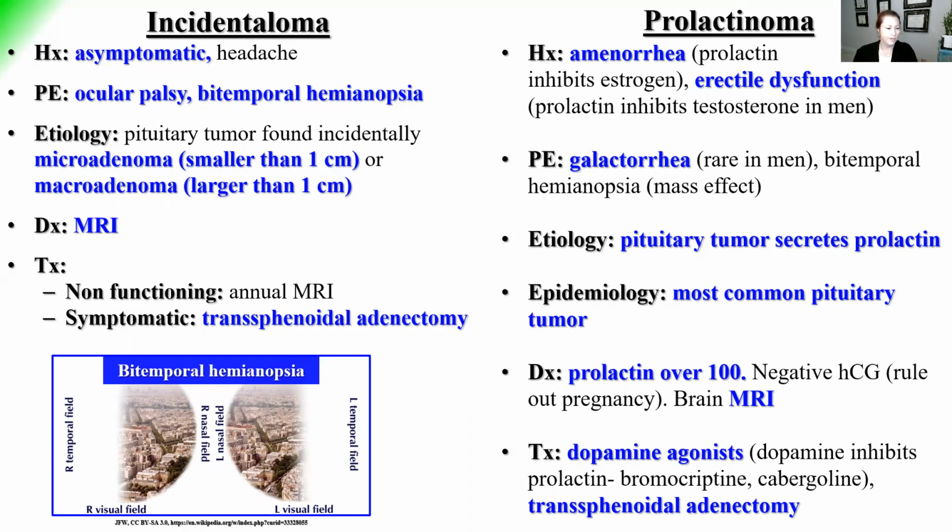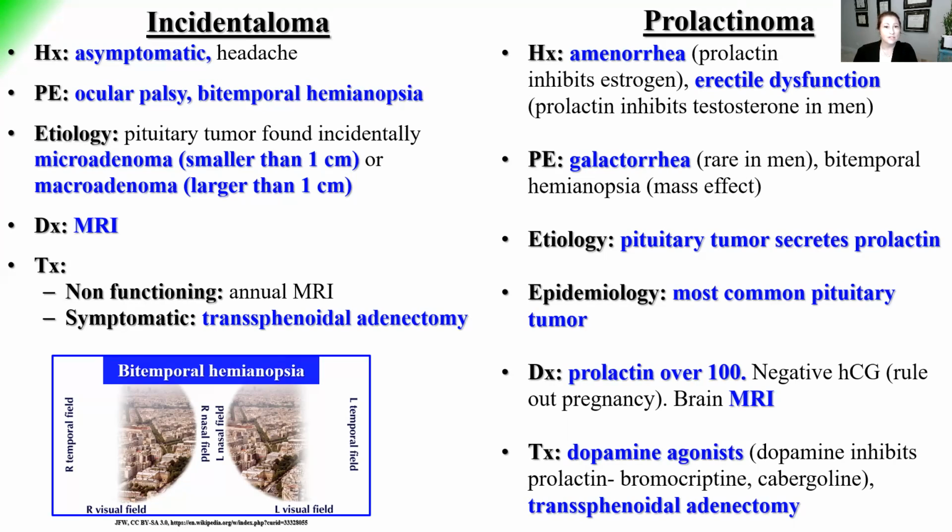You can see in that bottom picture there to the left, that's what their visual fields will look like. By definition, this is a pituitary tumor that secretes prolactin, and it's the most common pituitary tumor. The lab finding that we may have for the diagnostics for this would be a prolactin over 100. You always want to rule out pregnancy, so you would do a beta HCG test, and then a brain MRI is going to be definitive for this.